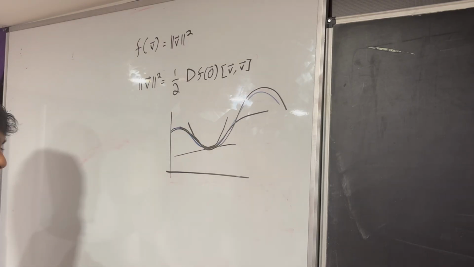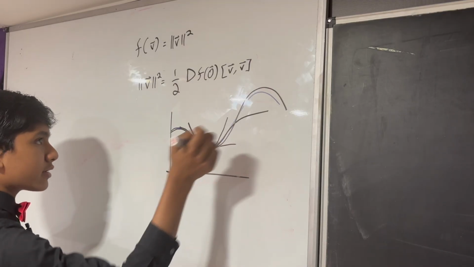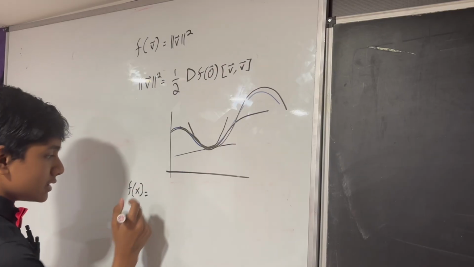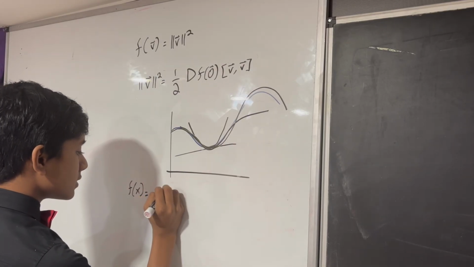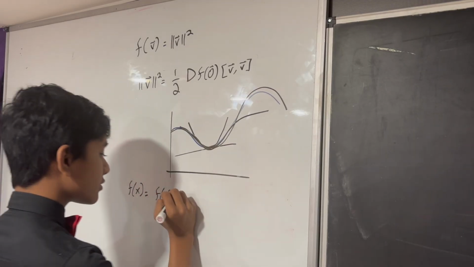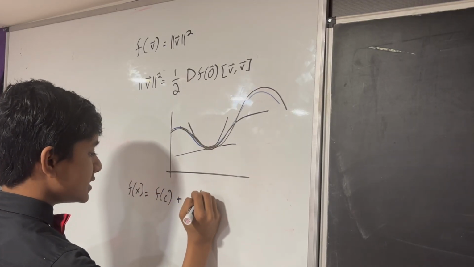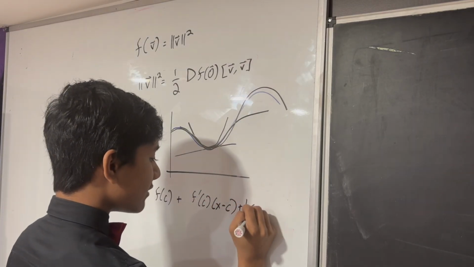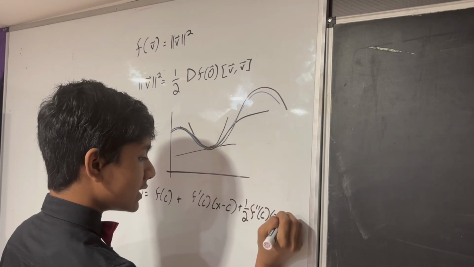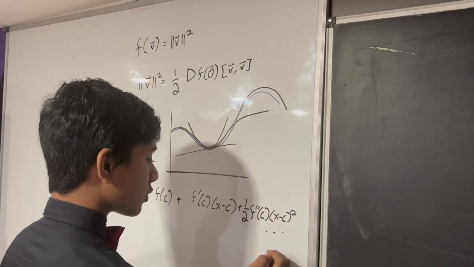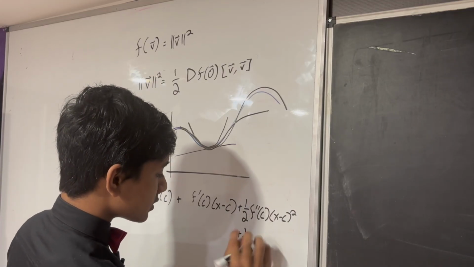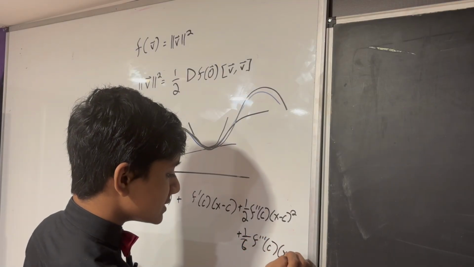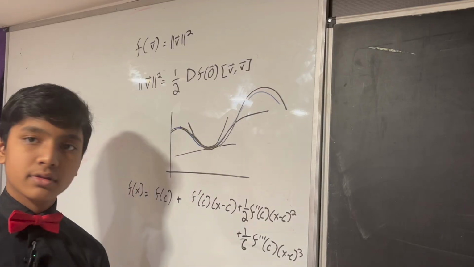So, of course, as you know, the formula for one of these approximations is just f of x at any point is equal to f of c, where c is our center, plus f prime of c multiplied by x minus c, plus 1/2 f prime prime of c, x minus c squared, and so on and so forth. Like plus 1/6 f triple prime of c, x minus c cubed, and so on and so forth.